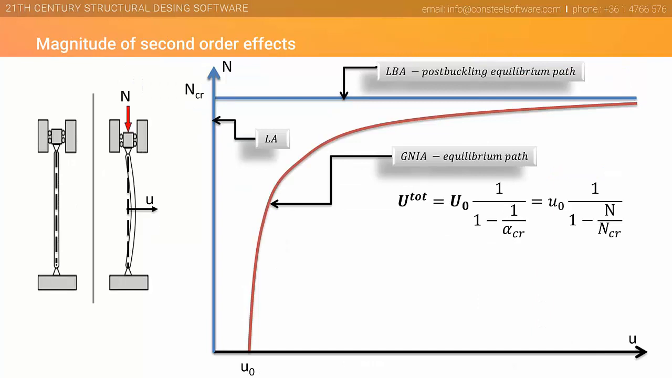So we can illustrate this on this column example, where we have the normal force on the vertical axis and the lateral deflection on the horizontal axis, and we can illustrate this curve of the total displacement. As we increase the normal force, the total displacement is also increasing progressively, and finally it approaches the elastic critical load level. When we approach the elastic critical load level, the lateral deflections go to infinity. So this is the second order approximation of these deflections, the lateral displacement, and these progressively increasing displacements are due to this amplification factor.